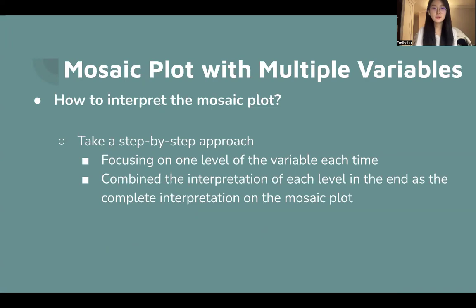So how can we do the interpretation on the mosaic plot when there are more than two variables included in the plot? The intuition behind my suggestion is actually a step-by-step approach. What I mean by that is for us to focus on one level of the variable each time when we are doing the interpretation, so that in the end, we could get the complete interpretation on the mosaic plot by combining the interpretation of each level.